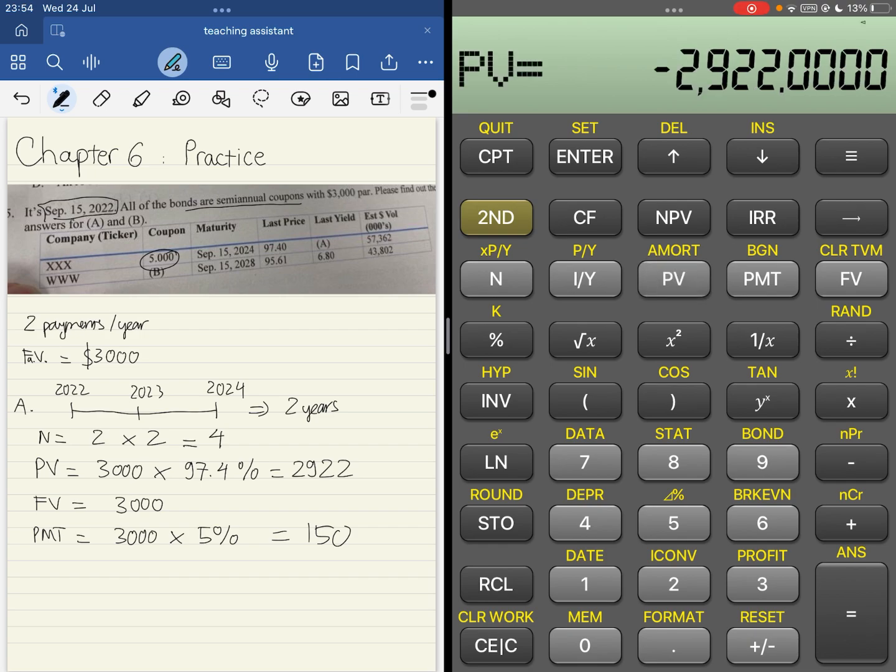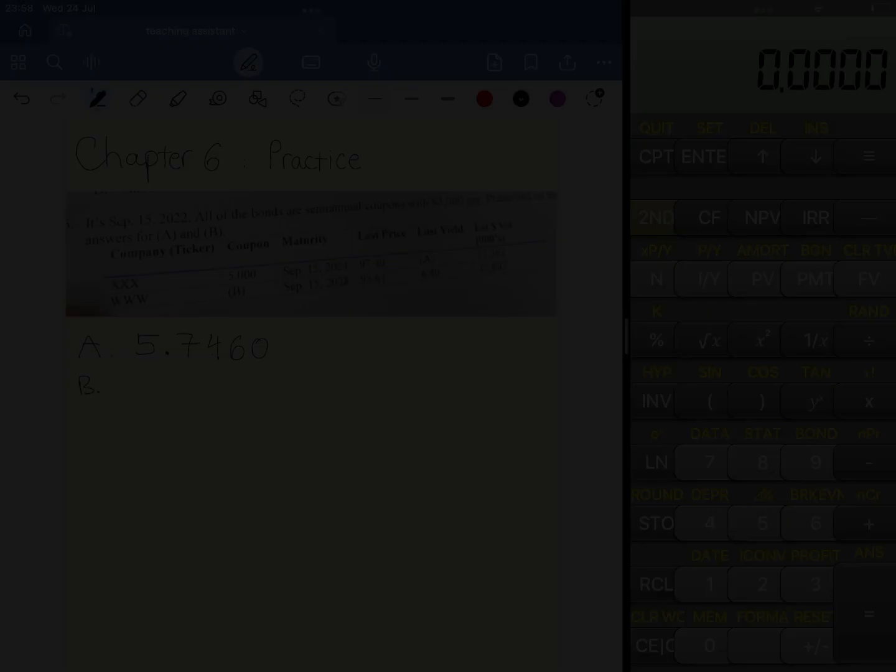Next step, future value 3,000, so 3,000 FV. Payment is 150, so 150 PMT. Lastly, we have to compute the I/Y, which is the yield to maturity. So we press CPT and I/Y. The final answer is 5.7460. So 5.7460 is the final yield.